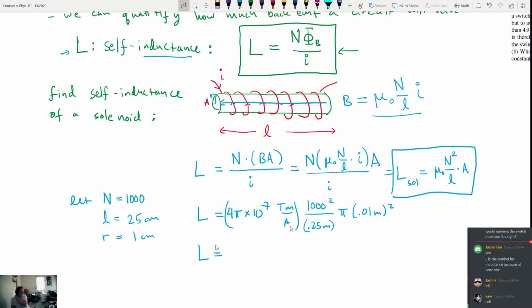And what this is a measurement of is just how much our solenoid is going to resist our attempts to turn the current on or off. Put it in a more specific way, it's going to tell us exactly how much this solenoid resists the attempt to change the current.